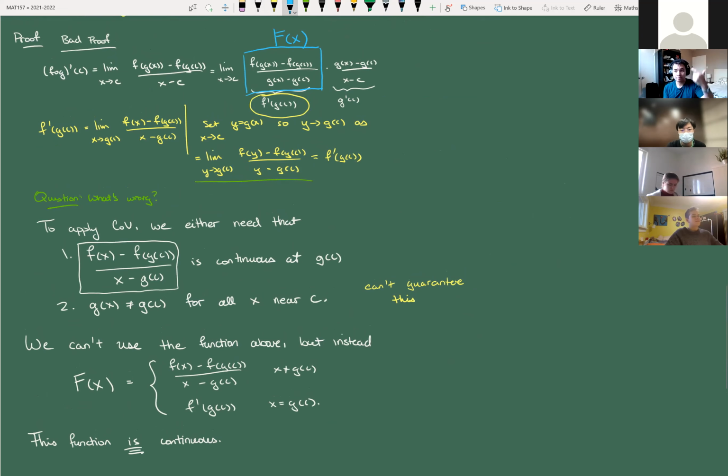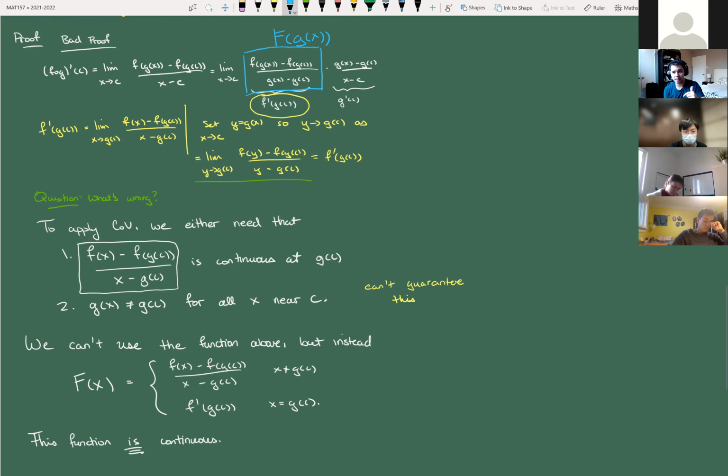Okay, so again, let's recap. The issue is I cannot do the change of variable on this function as it exists. Or rather, this function is f of g of x. So I cannot apply the change of variable to that blue rectangle as it exists because it satisfies neither of the two properties that I need. I don't know that that function is continuous. In fact, I know that function is not continuous, and I don't know that g of x is not equal to g of c. What I can do, though, is create a new function called capital F, argue that these functions are basically the same, now plug it into that equation, and now I can apply the change of variables.